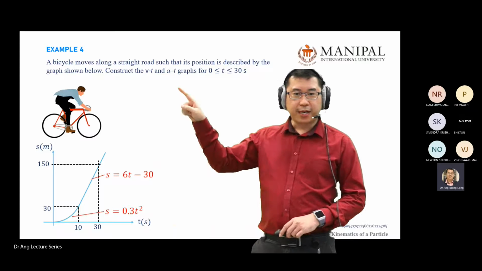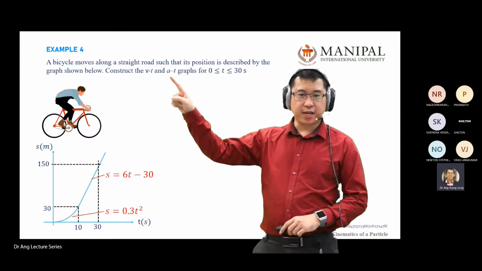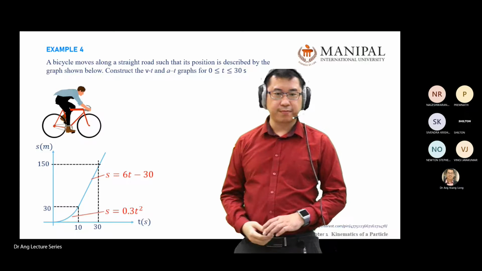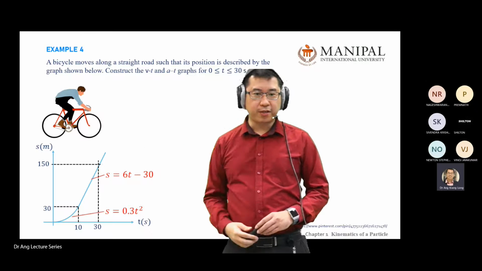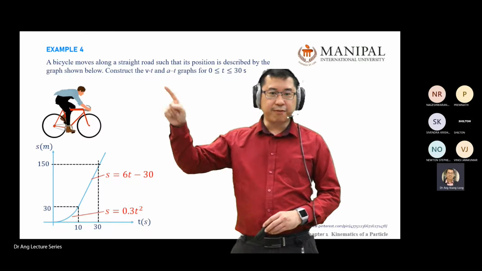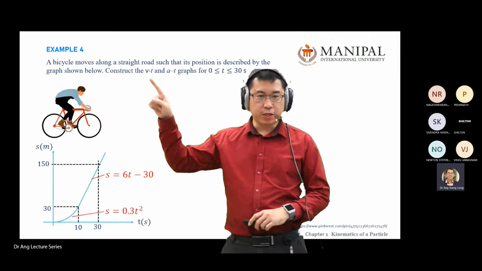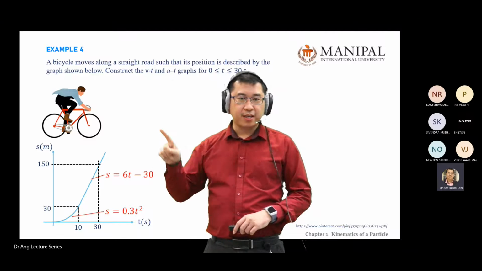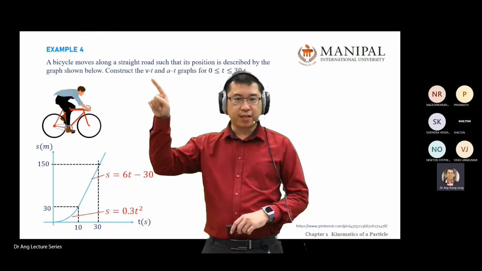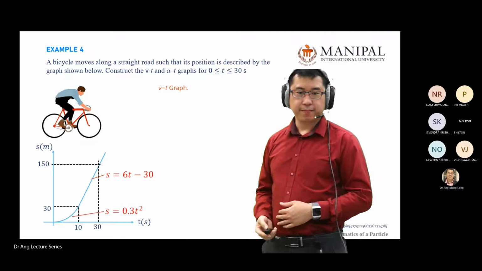Now, back to the question, you need to convert this to a V versus T and A versus T graph. How do you score points in this kind of question? First, always give the definition of the parameters that we want you to find. In this case, we want you to find V and A. So you give the mathematical definition of V and A.